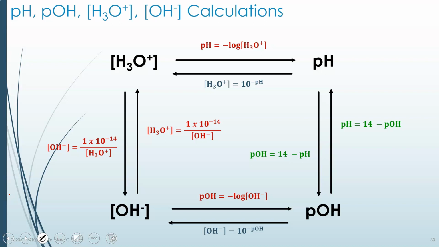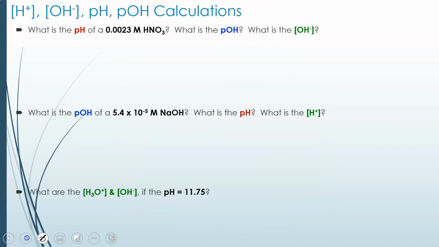This is what you're going to use to solve everything, and this will allow you to go from any one of these four to any other one of these four. So let's look at some examples. What is the pH of a 0.0023 molar nitric acid solution? What is the pOH? What is the OH minus concentration?